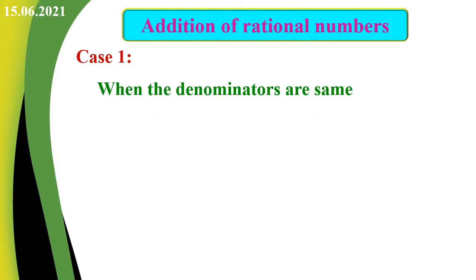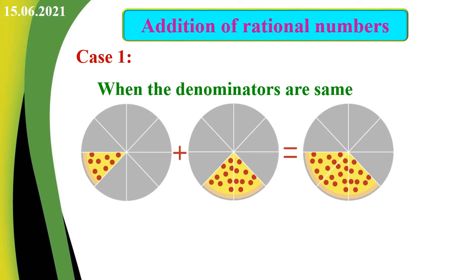Case 1. When the denominators are same. Let's see the example. See here, pizza is a great example of rational number. Each piece represents a part of a whole. In this picture, pizza is divided into 8 equal parts. You take one piece from the whole pizza. Also, your friend takes 2 pieces from the pizza. Totally how many pieces both of you took?